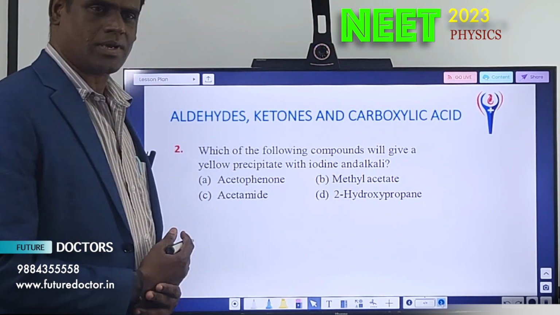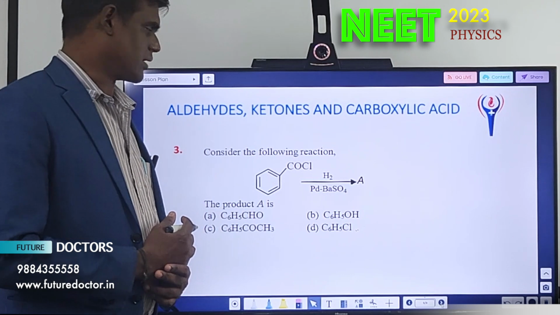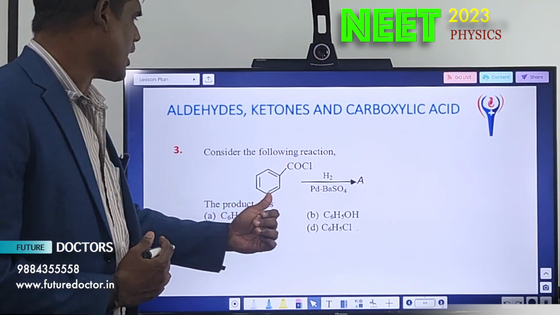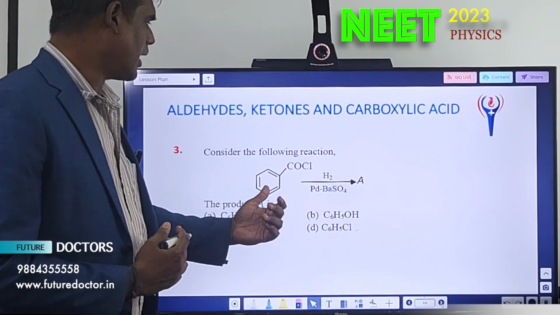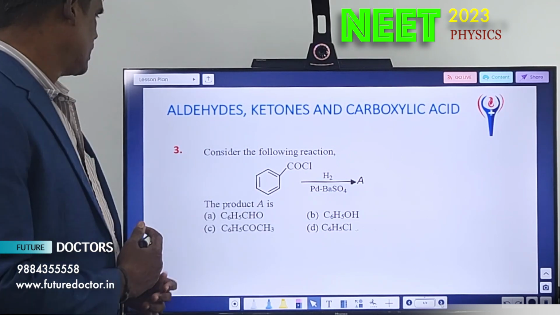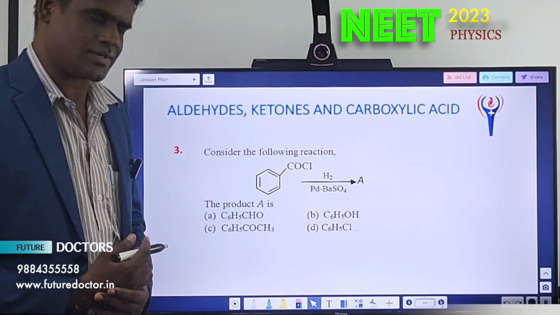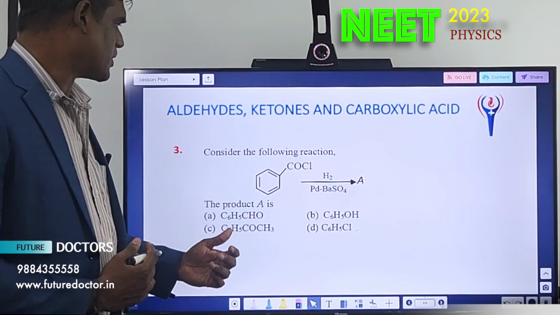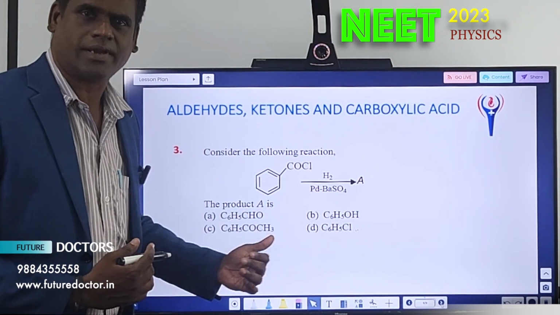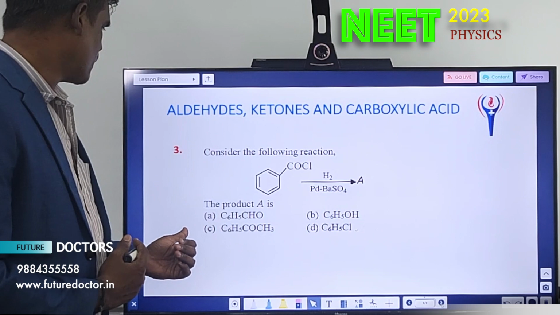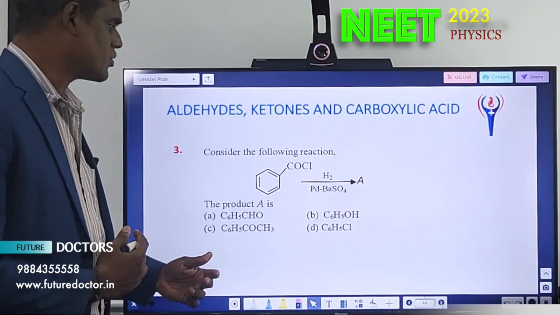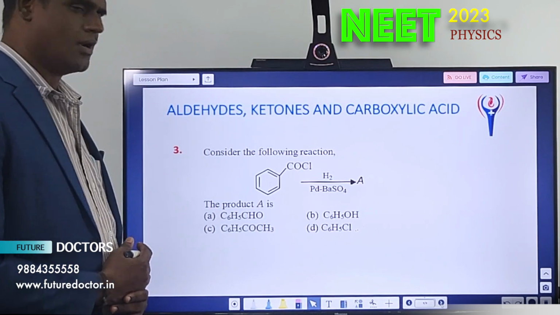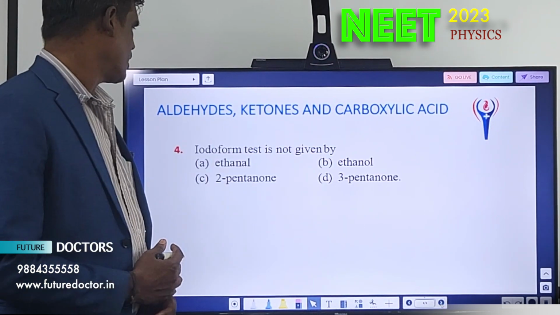Let's move to question number 3. Consider the following reaction: benzoyl chloride gives A in the presence of H2 and Pd/BaSO4. The product A is dash. Option A, C6H5CHO. Option B, C6H5OH, that is alcohol group. Option C, C6H5COCH3. Option D, C6H5Cl.